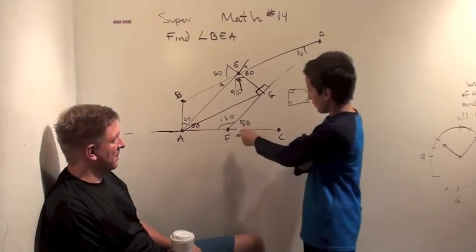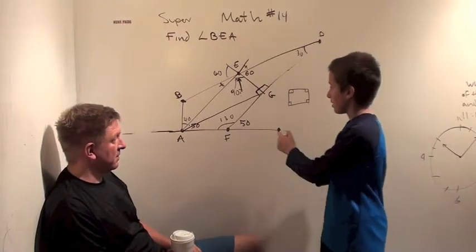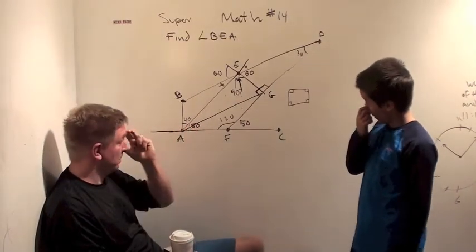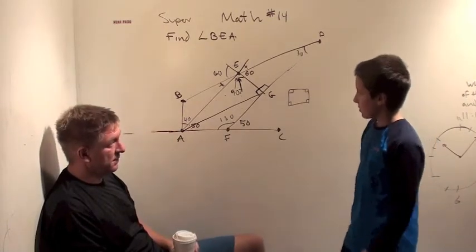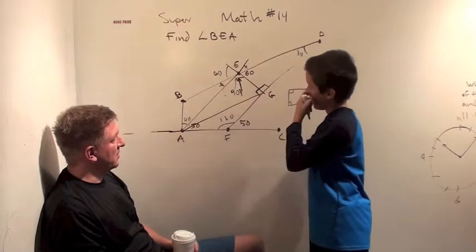We know this angle. What do you know about triangles? They sum up to be 180. So 180, 180. Do you need to know what these angles are? No. So this indeed is 90. There you go. It's 90.